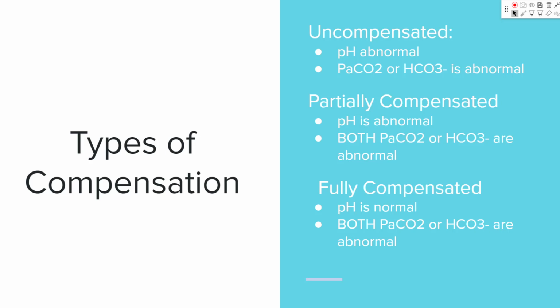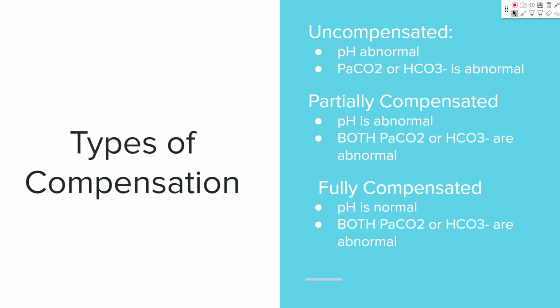Then we have partial compensation, and this is where the pH is still abnormal, but both PaCO2 and HCO3 are abnormal, usually on the opposite end. So one will be acidotic and one will be alkalotic, in that it's trying to compensate and bring both back down to the middle, trying to bring that pH back down into the middle normal range.